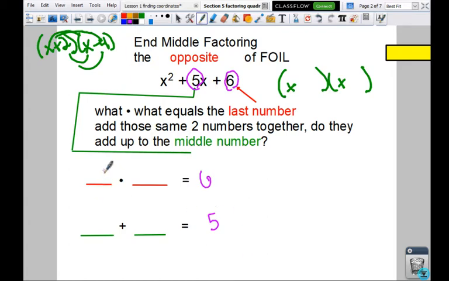You said 7? So, no, what times what is 6 and adds up to 5? So 2 times 3. 3 times 2. Oh, yeah. 3 times 2 is 6, right? Yeah. Is 3 plus 2 5? Sure. So I found the numbers I need.